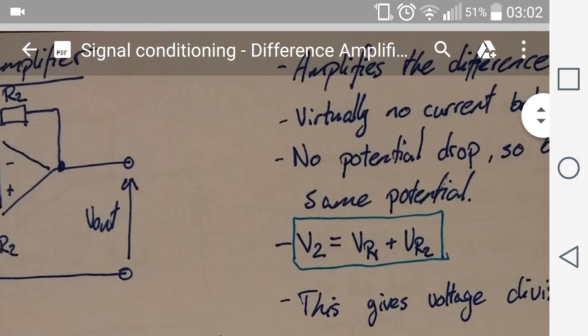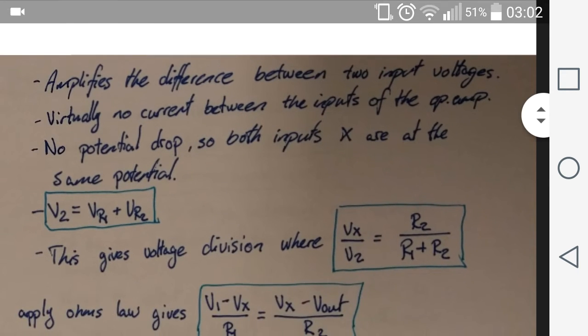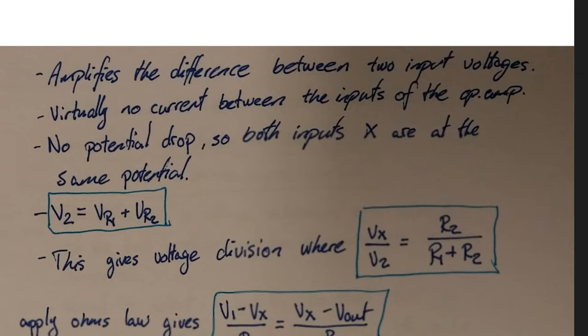What is interesting about the difference amplifiers is that they amplify the difference between the two input voltages, and there is virtually no current between the inputs of the operational amplifier, which means that there is no potential drop between the inverting and the non-inverting input, so that both these inputs are at the same potential, and thus we can say that the input signal V2 voltage is equal to the voltage sum of the voltage drops over resistors R1 and R2.